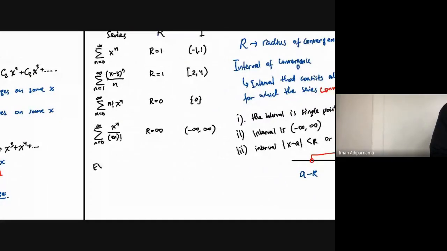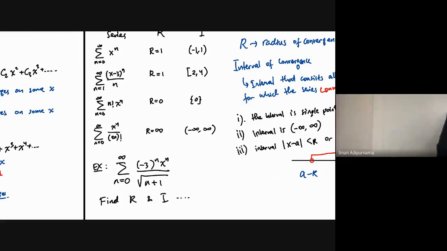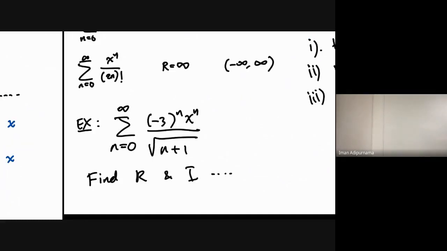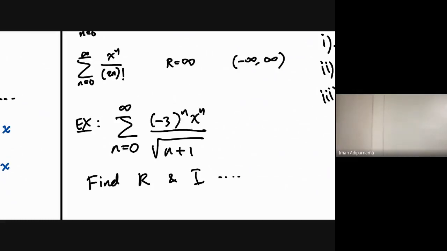Let me give you just one question, but maybe we need to solve that on Wednesday. The question is to find the radius of convergence and interval of convergence. Negative 3 to the power of n, multiplied by x to the power of n, divided by square root of n plus 1. The method is the same, using the ratio test and then checking the limit. And then you need to make some conclusion at the very end.